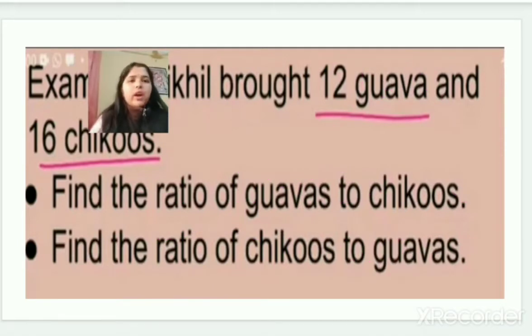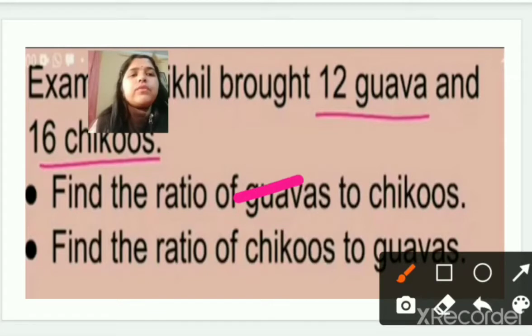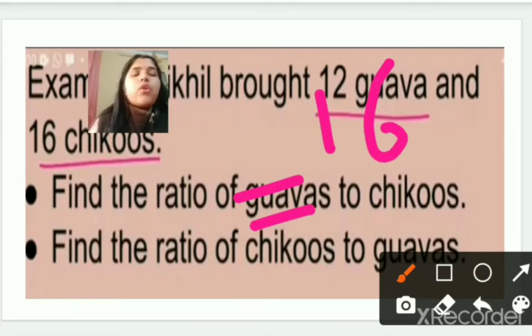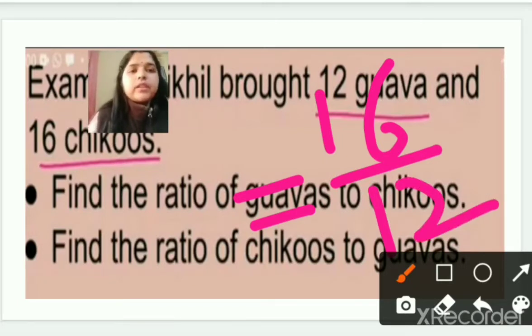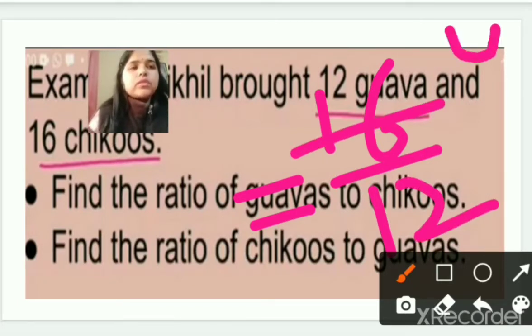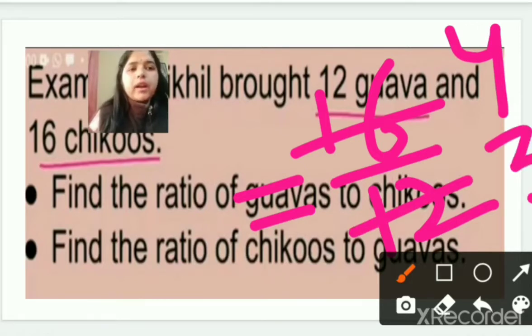Now we have to find the ratio of chikus to guavas. So we will write the ratio of chikus upon the ratio of guavas. The number of chikus is 16 and the number of guavas is 12. Now we will solve it. We will divide again by 4. So 4 4s are 16 and 4 3s are 12. You can observe that.